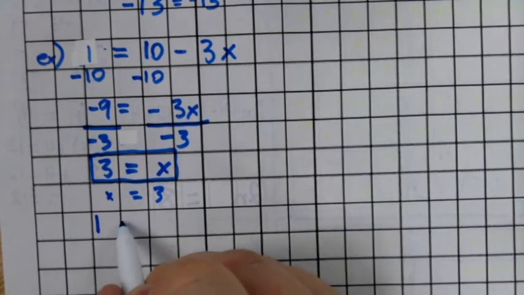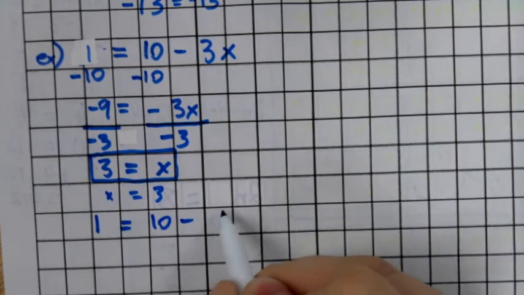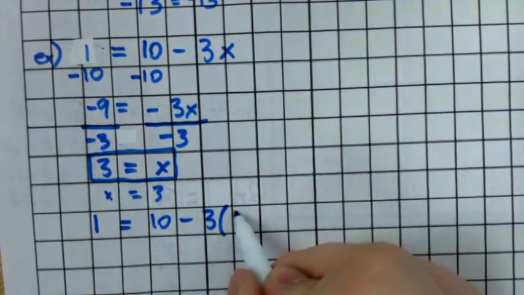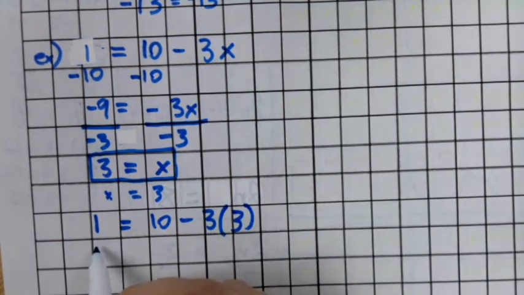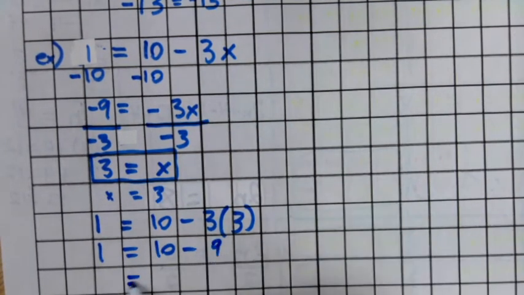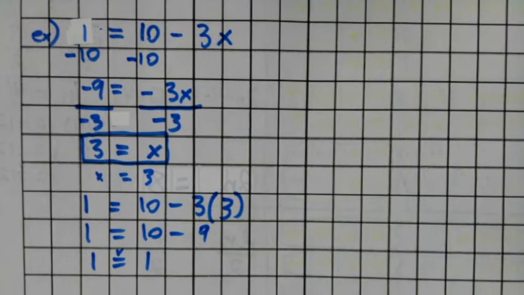Here is 1 equals, I'm going to verify here, 1 equals 10 subtract 3 times, well, x was 3, so times 3. 1 equals 10 subtract 3 times 3 is 9. 10 subtract 9 is 1. So 1 equals 1 is verified. Put a little check mark just there. Let's do some more examples. If you want to start working on your assignment, you could if you know how to do this. If not, keep watching some examples.